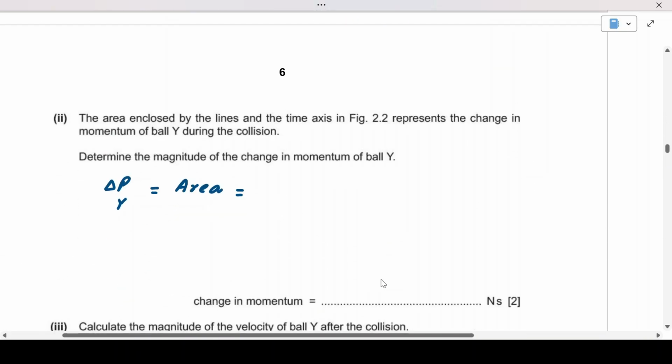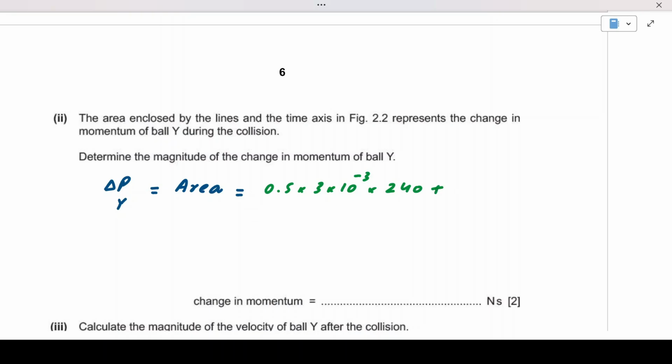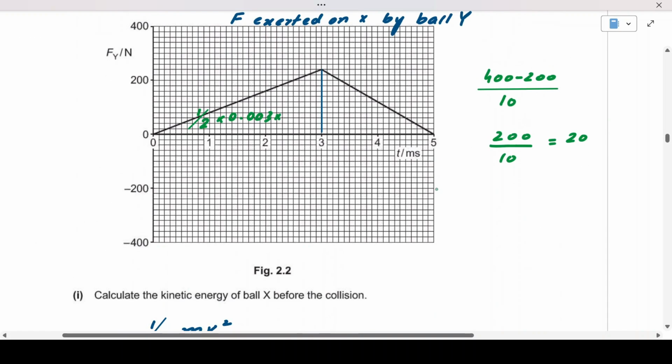So multiply by 240, 1 over 2, base is 3 into 10 power minus 3 and height is 240 plus, let's take a look at the other triangle. For the other triangle, 1 over 2 base, 1 over 2 as it is, from 3 to 5, the base is 2, means 0.002, multiply by 240 for that one as well.